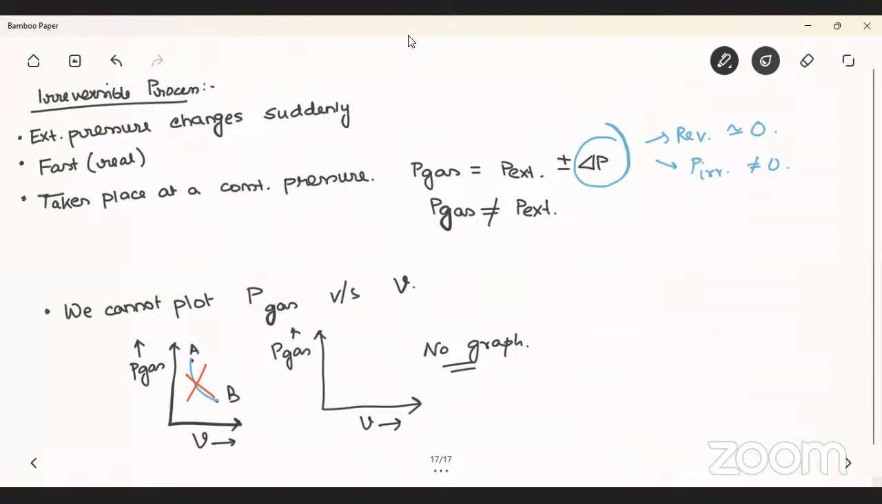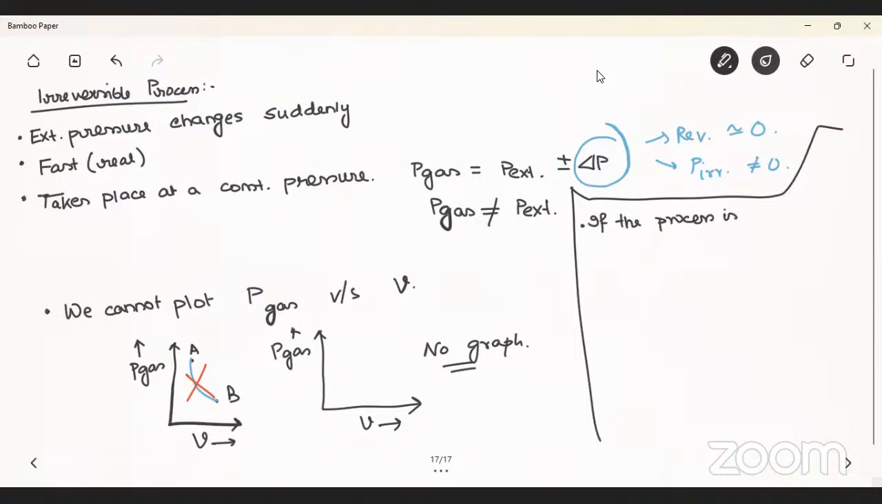Now, if the process is reversed, then it will follow a different path.